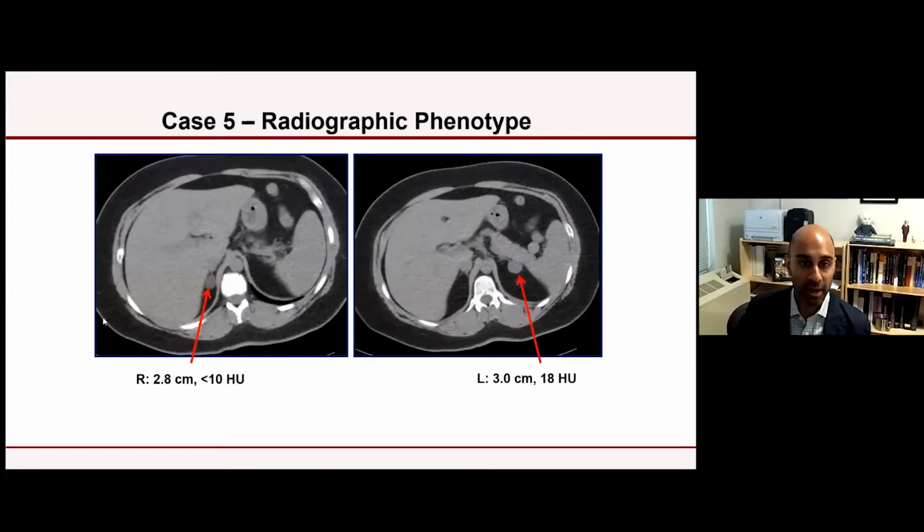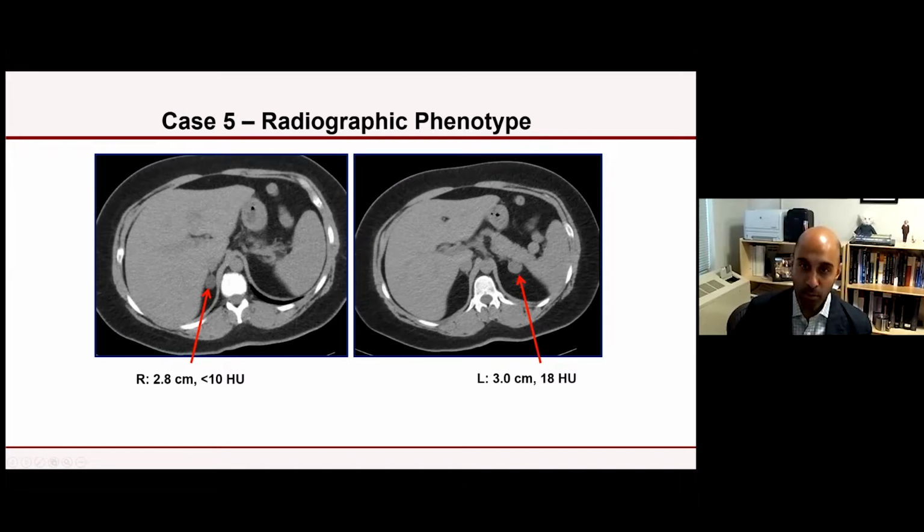So here they are, okay? So take a look. Here's the right adrenal mass. It's 2.8 centimeters, and it's less than 10 Hounsfield units. You can tell it's pretty dark, okay? So it looks fatty. Here is the left adrenal mass. It's round, it's about 3 centimeters, and it's 18 Hounsfield units.